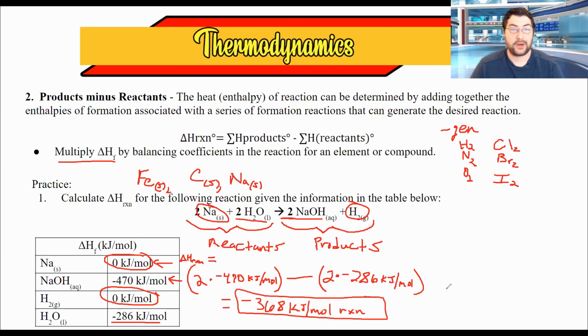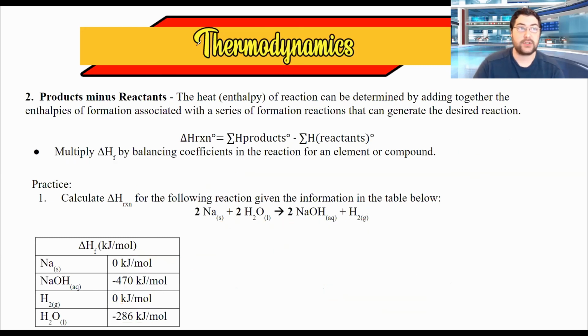So hopefully that's pretty easy to you. It's just the sum of the energy for the products minus the sum of the energy for the reactants. All right, let's try another one.